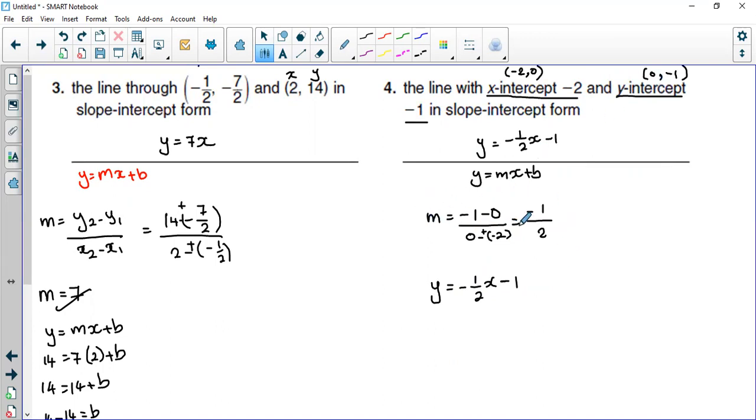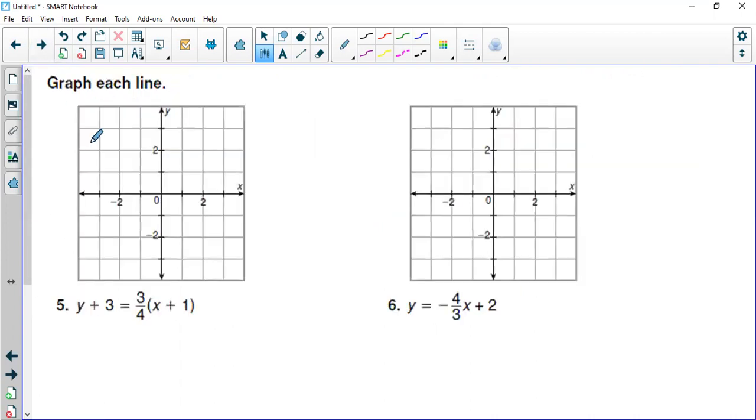We only needed to find the slope and replace the slope with the equation. Let's move on to the next one.